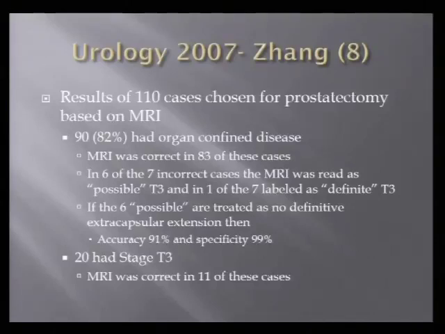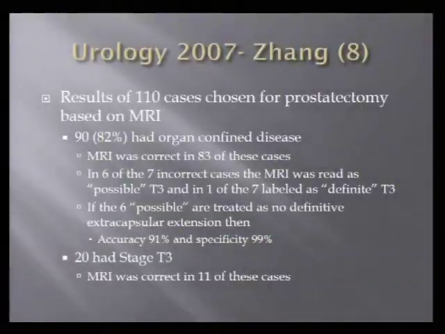Of the 7 incorrect cases, remember how I said they always have these 1 through 5 grading systems for how suspicious you are that there is prostate cancer. Only 1 was definite. And here's an important thing, I think. It's pretty unusual for us to say there's definite seminal vesicle invasion or extracapsular extension if we're reading it, in my opinion, correctly. And if that's the case, as this article tries to make the point, really only about 1 in 90 should you be wrong.